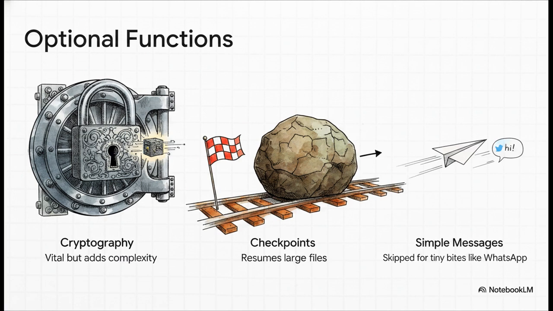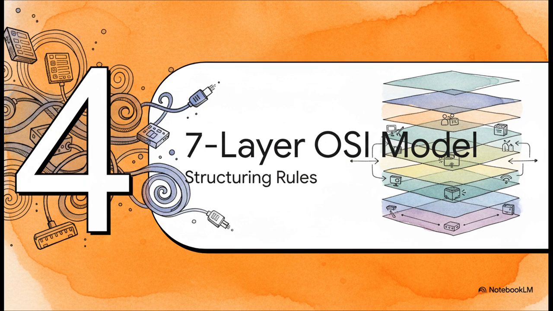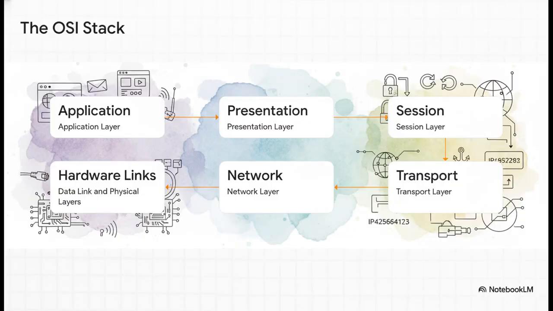So with over 70 mandatory and optional rules floating around, how on earth do we keep them organized? Which brings us to Section 4, the 7-layer OSI model, structuring the rules. To keep all this organized, computer networks rely on this ultimate standardized playbook called the Open Systems Interconnect, or the OSI stack. It organizes all those functionalities into 7 distinct layers.